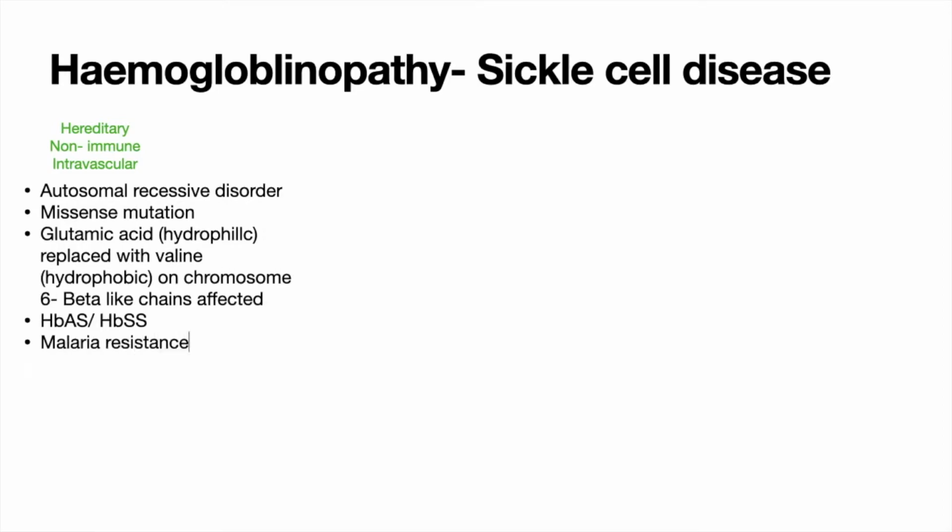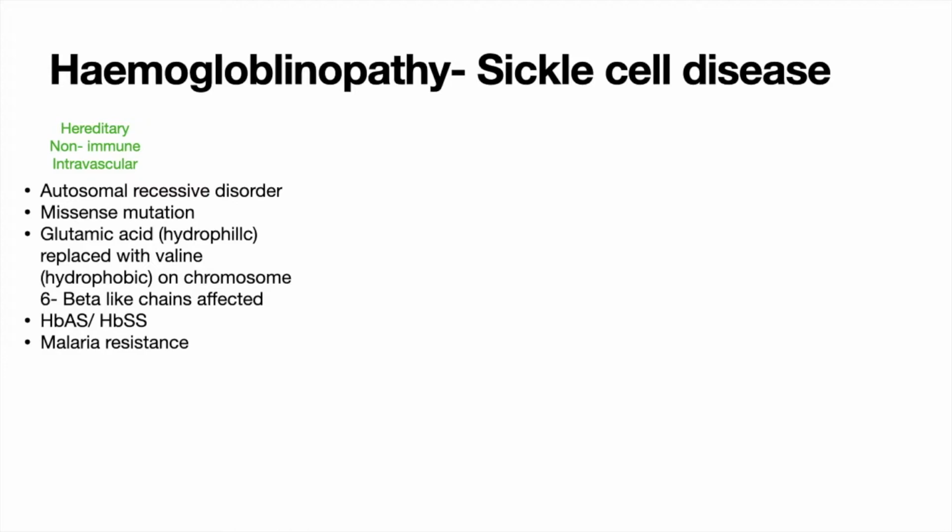So looking at the disease profile in more detail, this is an autosomal recessive disorder, and it occurs because of a missense mutation. So what I mean by that is that we have one DNA base being replaced by another. And so what it results in is the amino acid glutamic acid being replaced with valine. And this affects chromosome 6, and it's known as a non-conservative mutation.